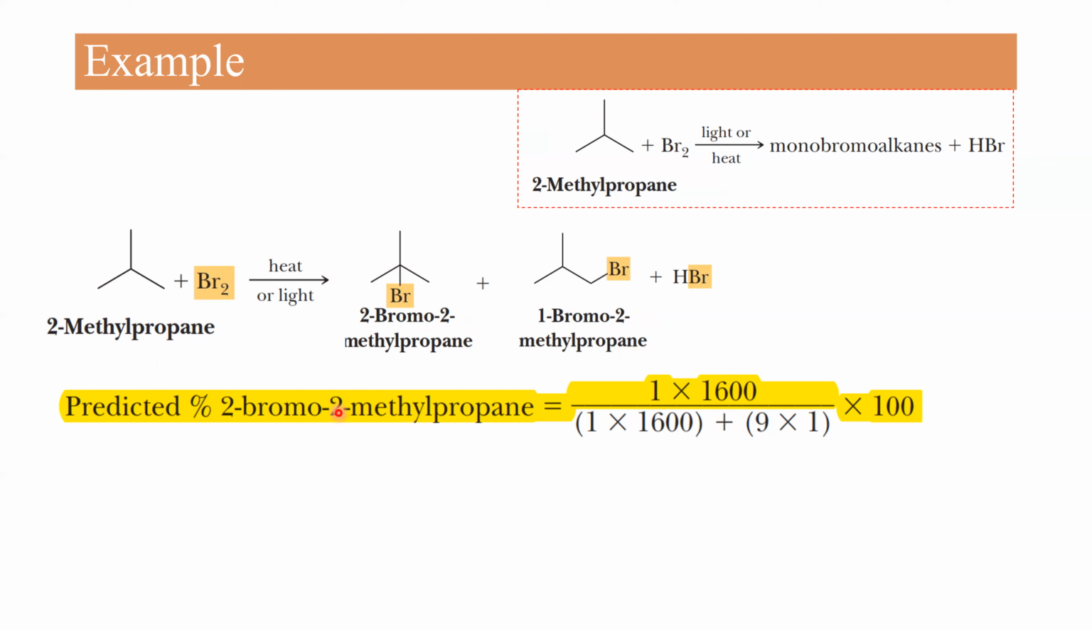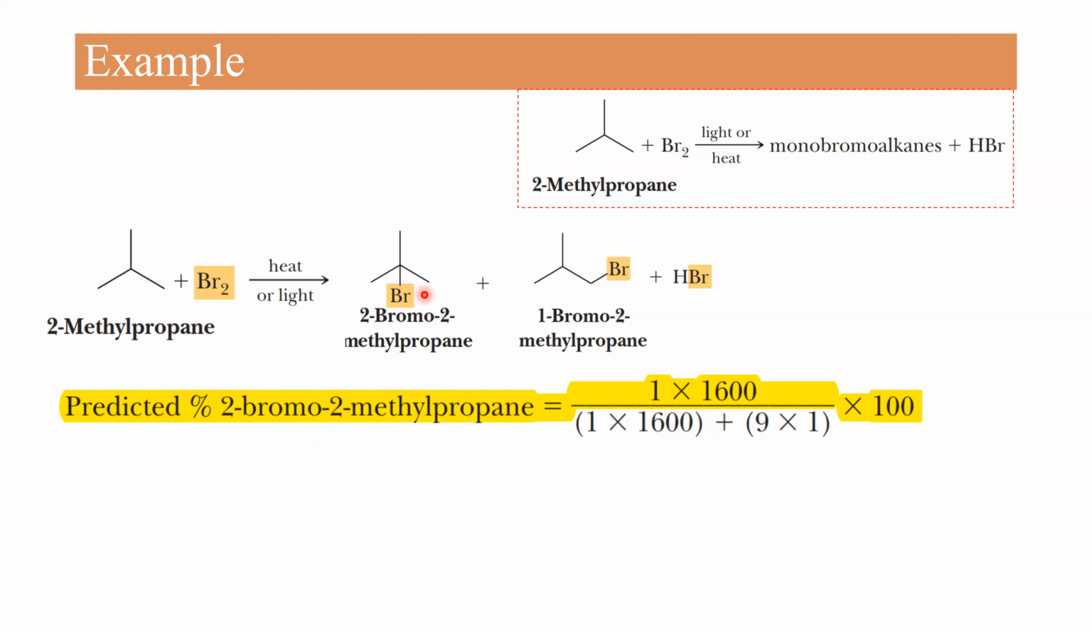Now we want to predict the percentage of one of the products, this 2-bromo-2-methyl propane, right? So how are we going to do that? Using the same equation expression. What I told you is that firstly you see for what product you want to calculate the percentage. This is 2-bromo-2-methyl propane, and that is its structure, right?